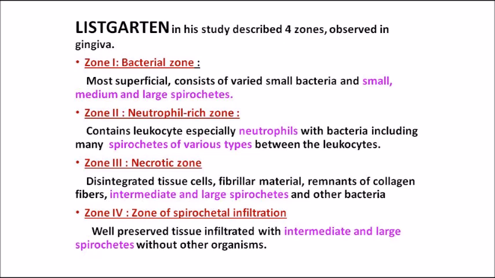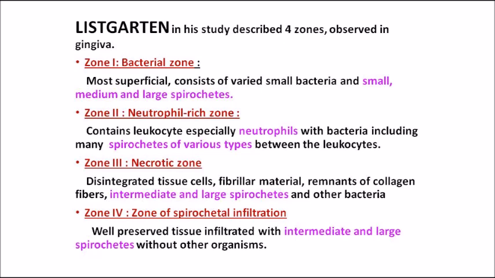In zone 2, it is the neutrophil rich zone. Because of the presence of the bacteria which we found in zone 1, leukocytes will come to fight with these bacteria. So leukocytes, especially the neutrophils, can be seen, including the spirochetes and various types of bacteria in between these leukocytes. Zone 3 is the necrotic zone. As we already discussed, the bacteria appear, after that the neutrophils appear. Because of the bacterial neutrophil interaction, there is disintegration of the tissue cells and fibrillar material. We can see remnants of the collagen fibers, and you can see intermediate and large sized spirochetes, but not small sized spirochetes.